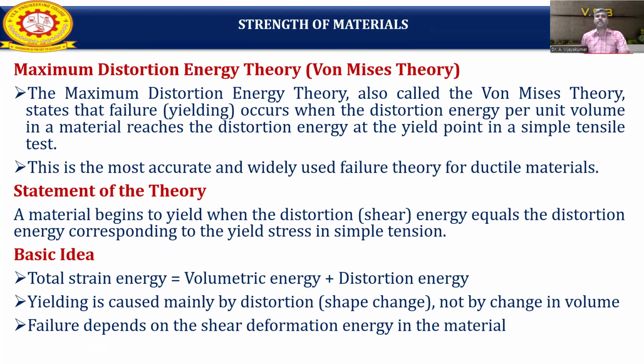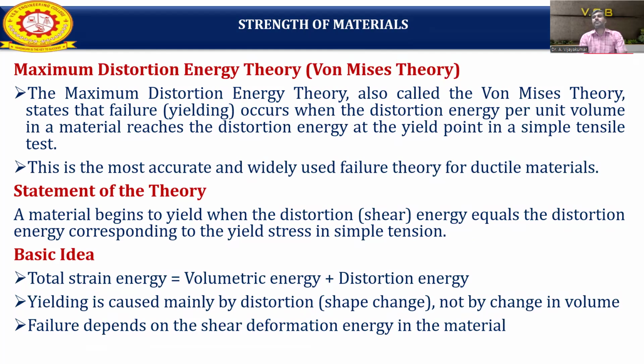The last theory is the maximum distortion energy theory, or von Mises theory. When you are conducting a simple tensile test, yielding occurs when the distortion energy per unit volume of the material reaches the distortion energy at the yield point. This method is more accurate and widely used for ductile and brittle materials. What does the statement of the theory say? Yielding occurs when the distortion energy, that means shear energy, equals the distortion energy corresponding to the yield stress in simple tension.